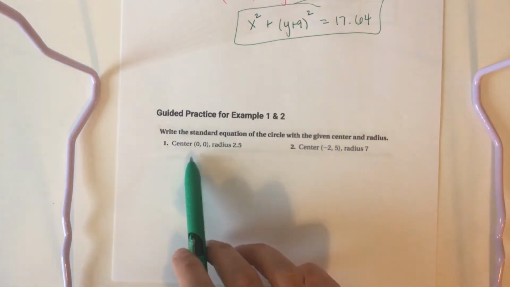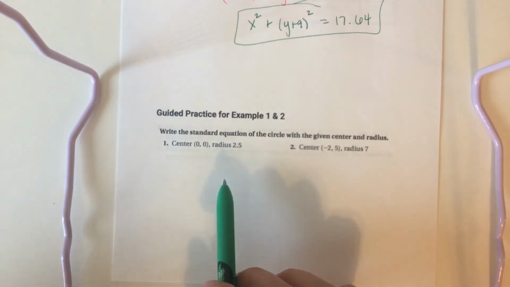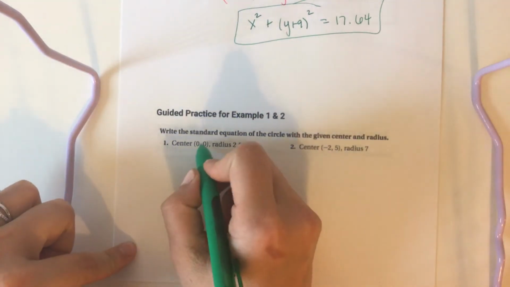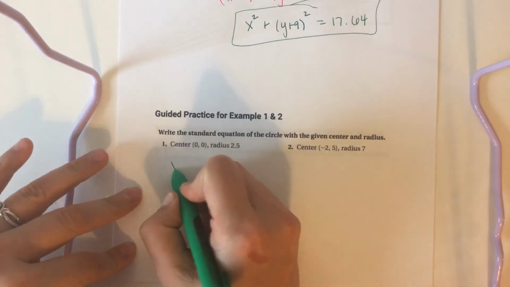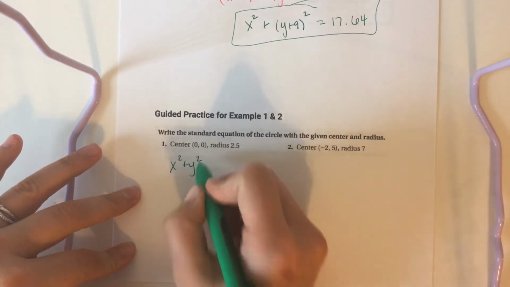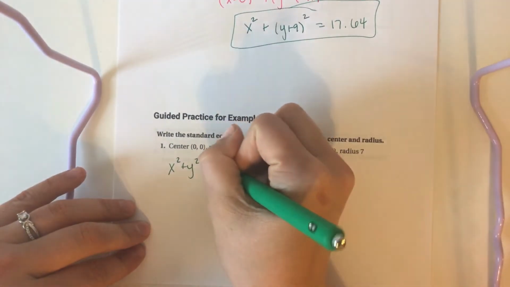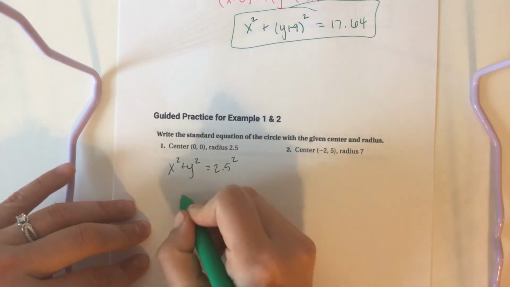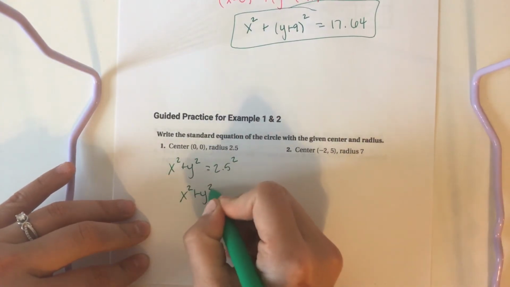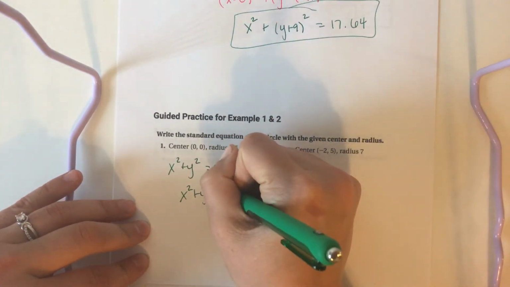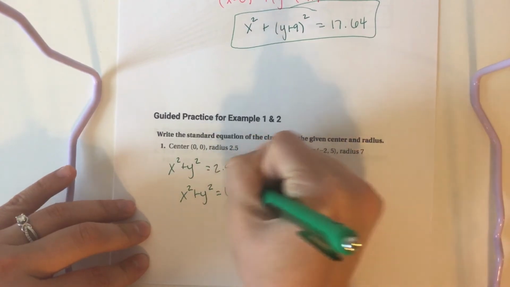All right, so we have a center at (0, 0), radius at 2.5. Well, since the center is (0, 0), I know I'm just going to have x^2 + y^2, because the zeros aren't going to change anything, equals my radius squared, so 2.5^2, which leaves me a simplified equation of x^2 + y^2 = 6.25.